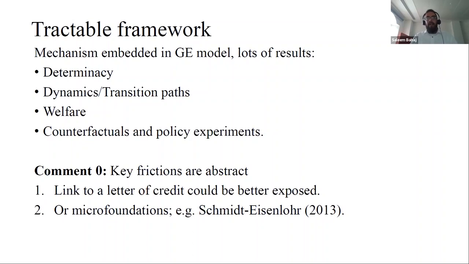My comment zero, just on the mechanism itself before getting to the bigger picture, is I found the explanation of the key friction quite abstract, in particular the way trade is financed, this idea that we exchange collateral and there's a mismatch. And I think you have a letter of credit in mind. That's how I kind of interpret it. But I think just exposing that better in the text would be helpful. Exactly how we think about this friction in practice would be useful for a reader, or just provide the micro foundations in the appendix. Like, how would you get to this framework from a standard model of trade financing? I think that would be very, very useful for a reader.